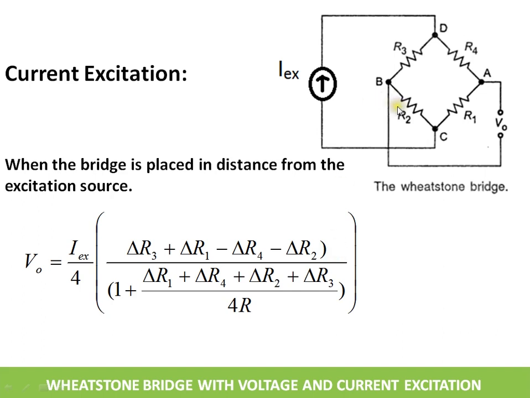This is the current excitation for the Wheatstone bridge. There are some applications where current excitation is required. Suppose the bridge is placed at a distance from the excitation source, in that case current excitation needs to be selected, and if you solve the output voltage for this current excitation bridge, we will get this. This can be easily derived. If you want me to derive this equation, please comment, then I will discuss it, or I will make a new video. So V output is given in terms of the change in resistance, initial resistance, and the excitation source current.